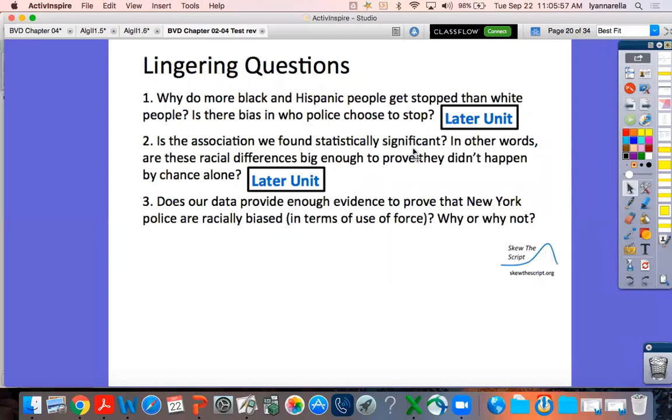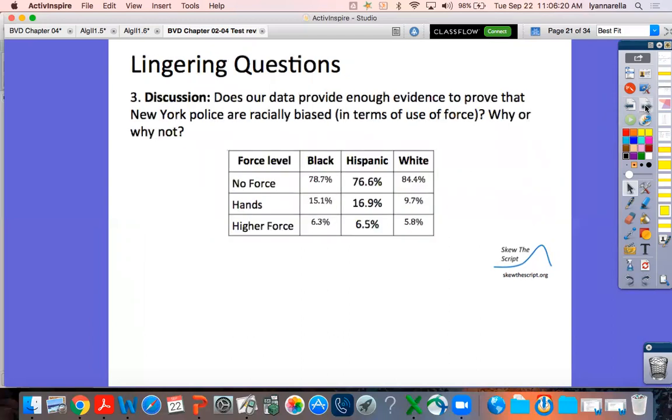So I want you to go ahead and do the Desmos activity. It's already linked in your classrooms based on what we've just done. And I just want you to say, does our data provide enough evidence to prove that New York police are racially biased in terms of the use of force? Why or why not? You should be able to look at your segmented bar charts. You should be looking at your percentages that you got in the marginal distributions, and you should be able to make some good clarifications. A lingering discussion. Well, that's the one we just saw.